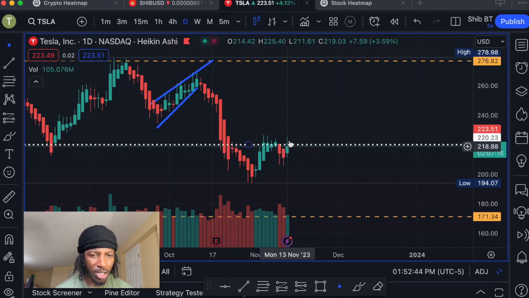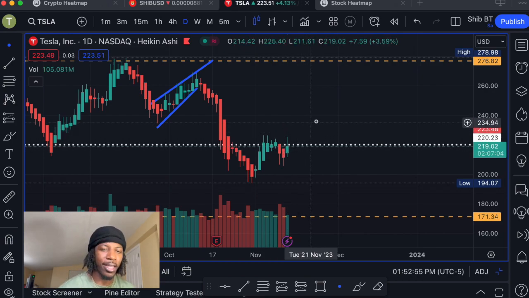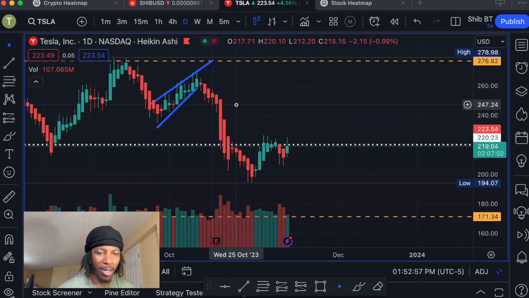This is the day chart. Let's see what this day ends like, because that day is going to tell us either we're going to end this day red and probably push down, or we're going to end it green and get ready to push back up to 225, 230, even 240. This is the day chart. Right now we're at 223.